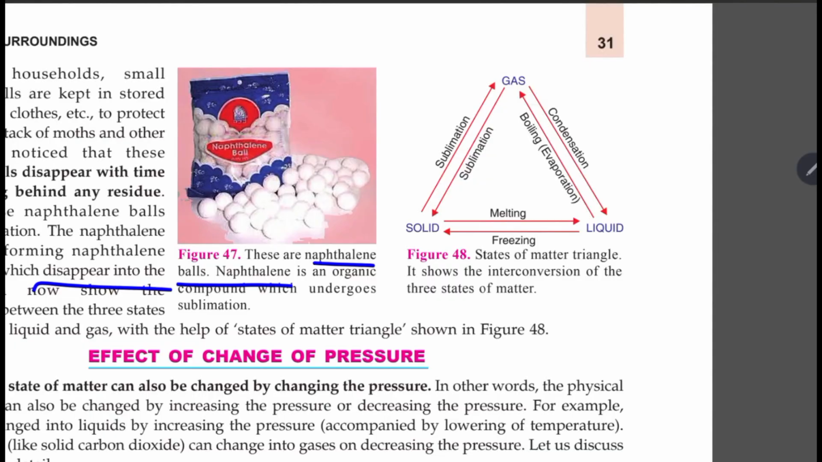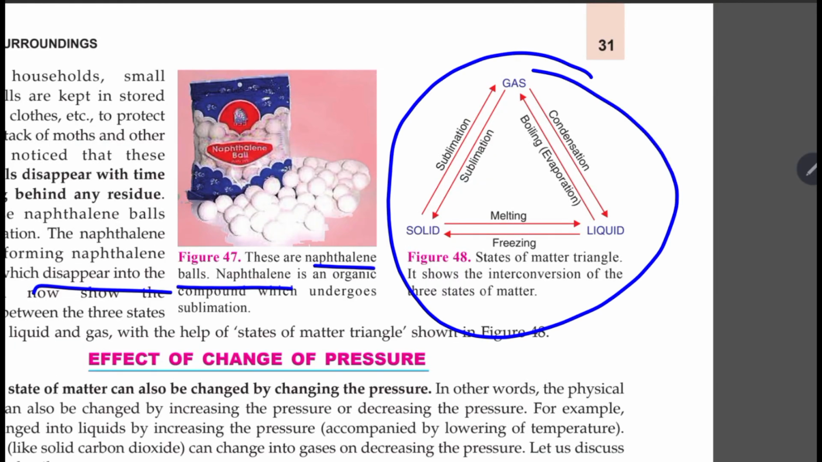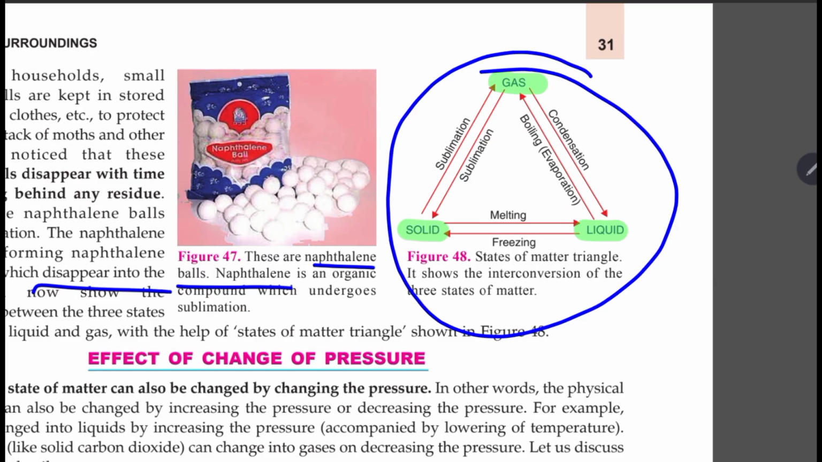And this figure, I'll ask you to see very minutely, what is happening. Solid form to a liquid form, melting. Liquid to the solid is freezing. Now liquid form to gas is what? Evaporation or vaporization or boiling, and gas to the liquid is condensation or liquefaction. Now gas to the solid is sublimation, and solid to the gas is again sublimation.